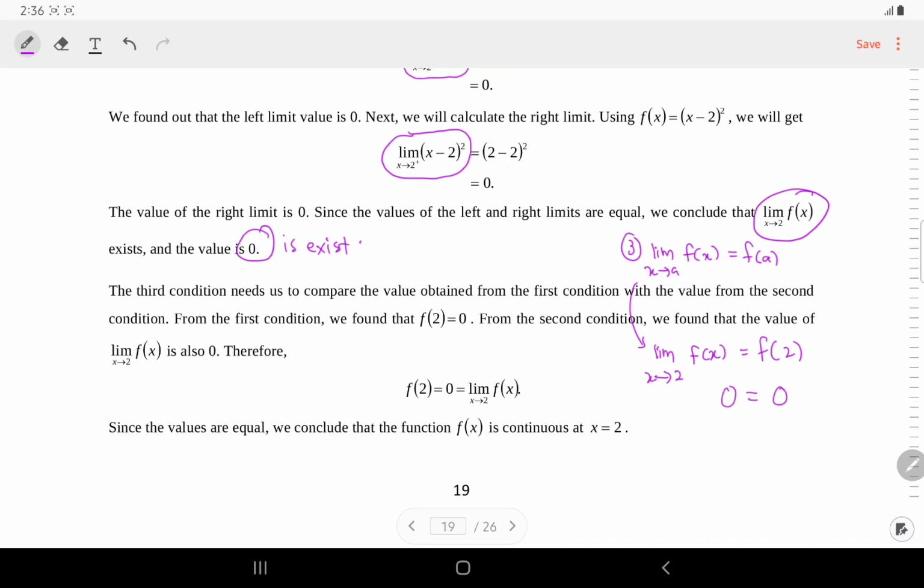Okay, so since the values are equal, we can conclude that the function f of x is continuous at x equal to 2 because it satisfies the first condition, second condition, and also the third condition.